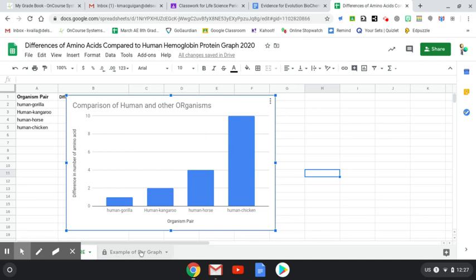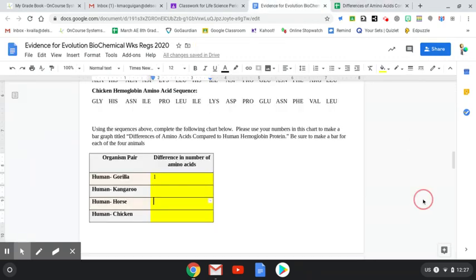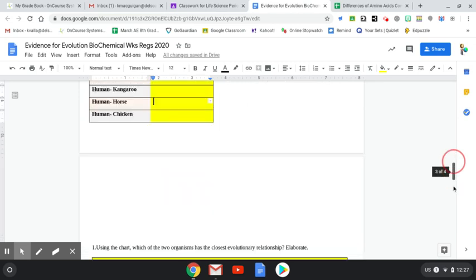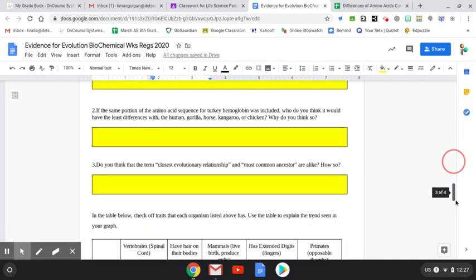You can also look over here to this other tab down at the bottom. I also gave you an example for you to go back to. And then don't forget you have a couple questions that you'll need to answer as well, based on the chart. Okay, so 1, 2, and 3.